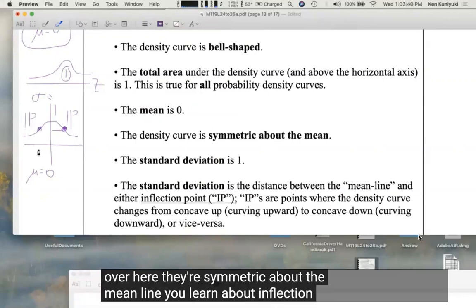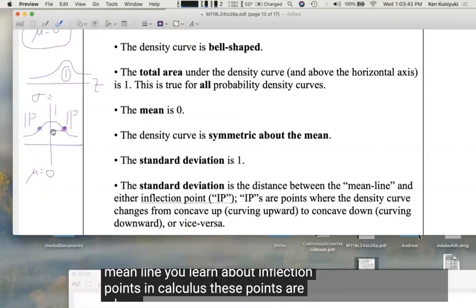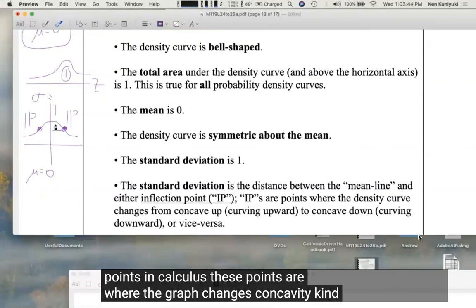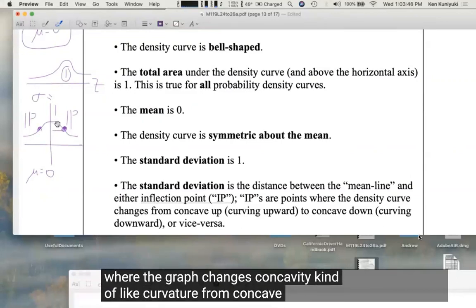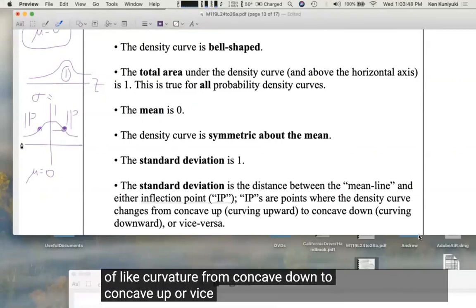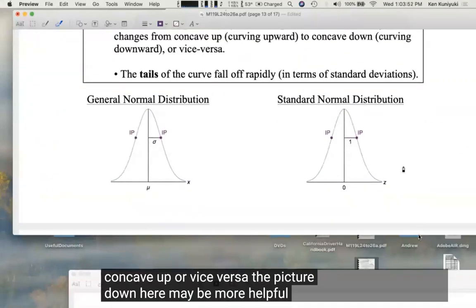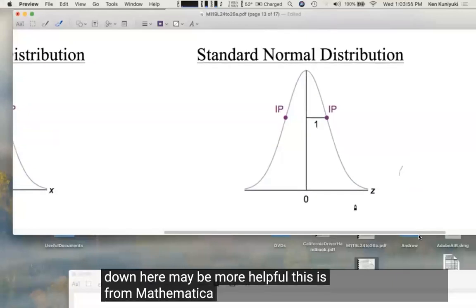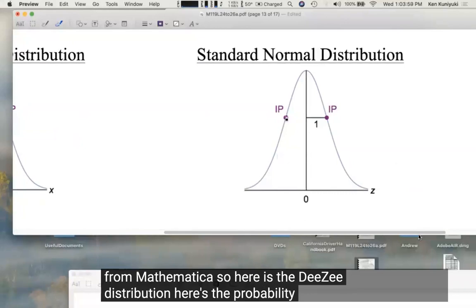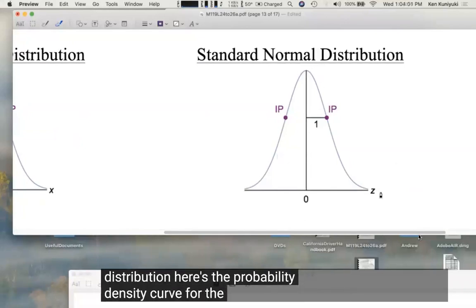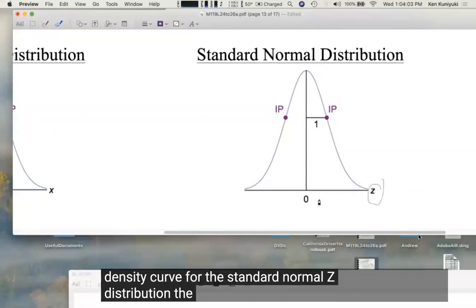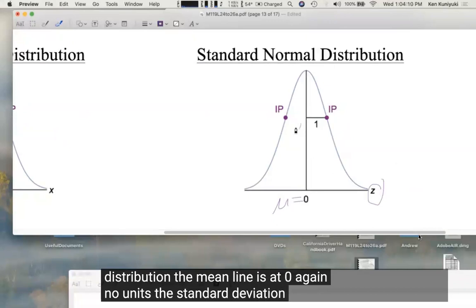You learn about inflection points in calculus. These points are where the graph changes concavity, kind of like curvature, from concave down to concave up, or vice versa. The picture down here may be more helpful. This is from Mathematica. So here is the Z distribution. Here's the probability density curve for the standard normal Z distribution. The mean line is at 0. Again, no units. The standard deviation is 1 unit.